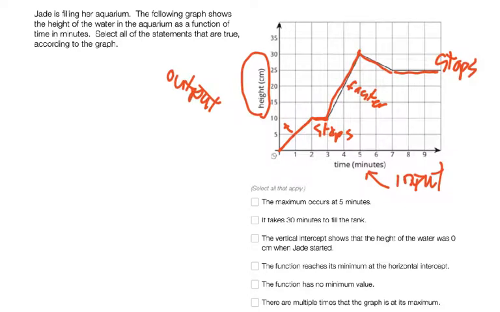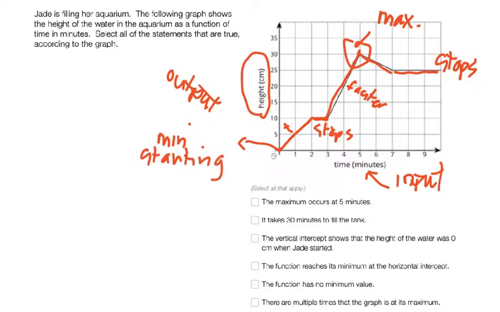All right, so now let's also take a look at some other things. We know that this is the maximum point because it's the highest point. What's the lowest point? Right here. This is the minimum. This is also the starting point. That's critical. It starts at 0. All right. So now let's go ahead and take a look at my options. The maximum occurs at 5 minutes. So again, here's the max. I'm going to go all the way down, and definitely it occurs at 5 minutes.